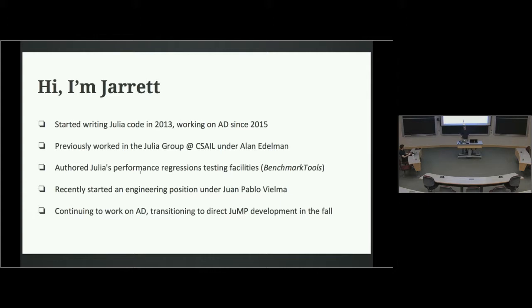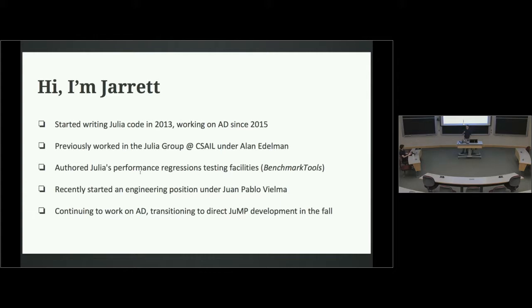I was previously, before getting hired by Juan Pablo pretty recently, working in the Julia group at CSAIL under Alan Edelman, where Julia, the language, was born. And there, I did work on AD, but I also worked a lot on performance regressions testing. So if you've done some benchmarking in Julia, you've probably used one of my packages, BenchmarkTools. I also worked on the CI service that we use for Base performance regressions testing, which is Nanosoldier, which runs on a server here at MIT.